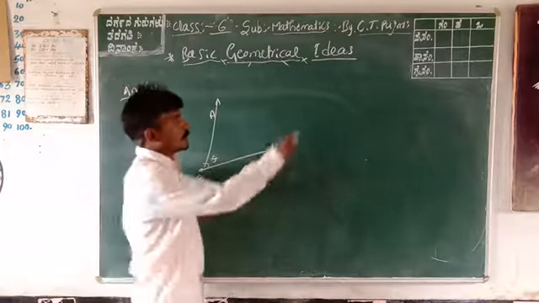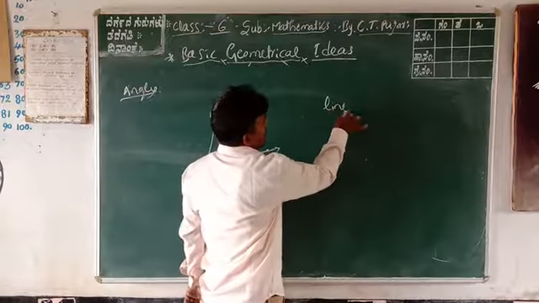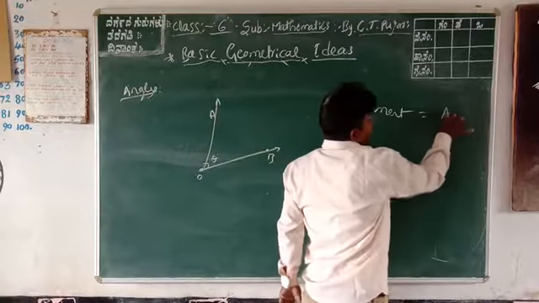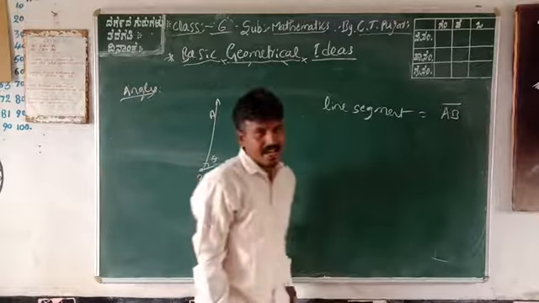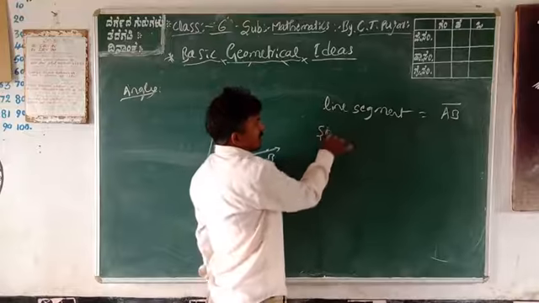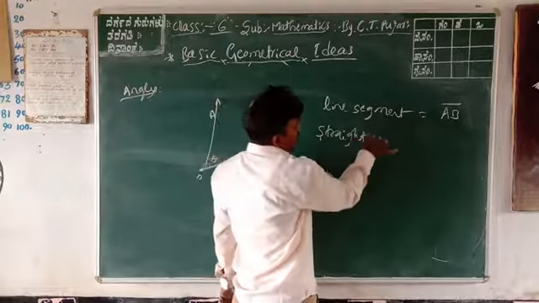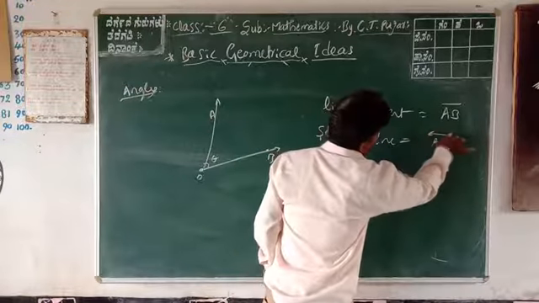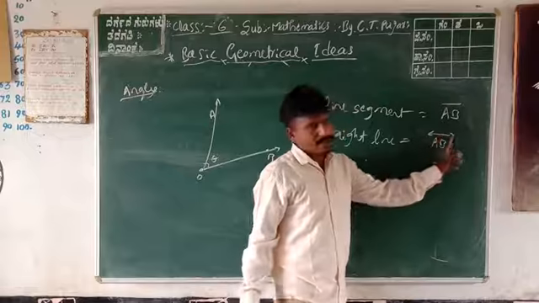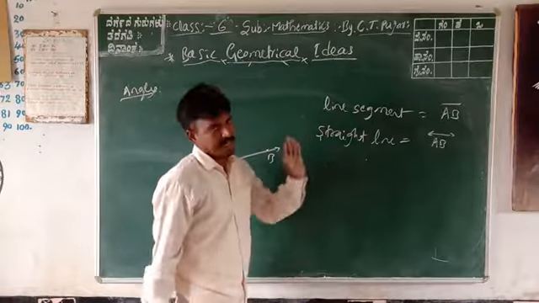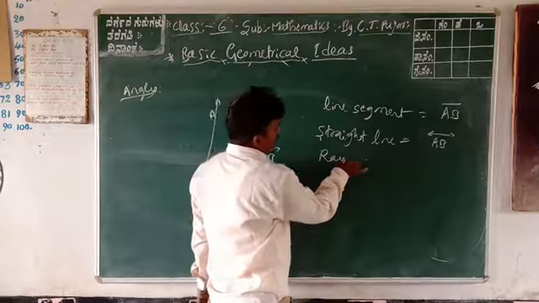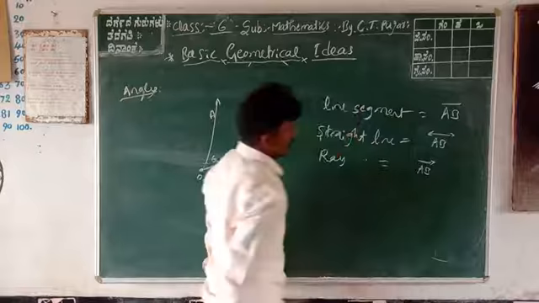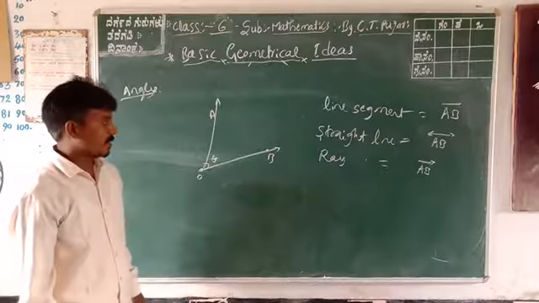You also learn about a line segment. A line segment is denoted by AB with one bar on top. Next is a straight line. A straight line is denoted by AB with an arrow mark on opposite two sides. Next, a ray. A ray is denoted by AB with an arrow mark on only one side.